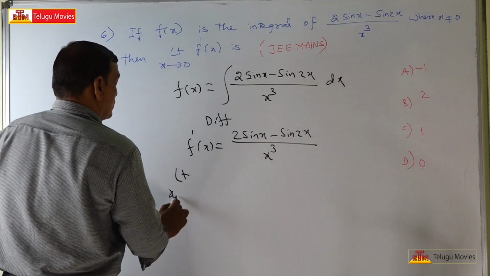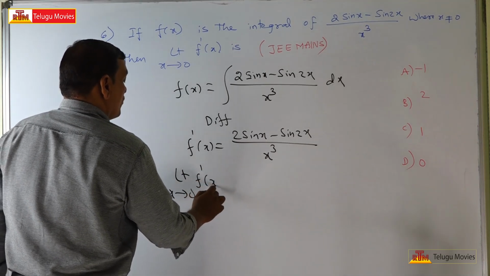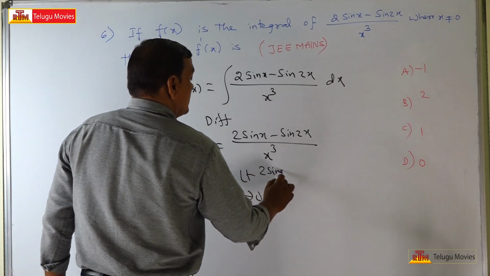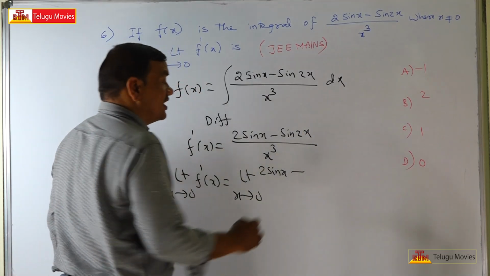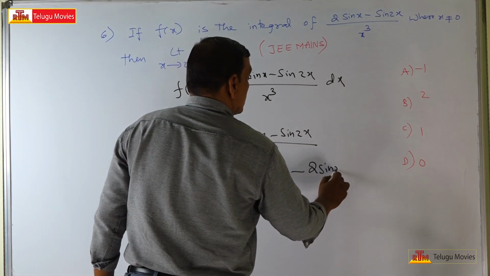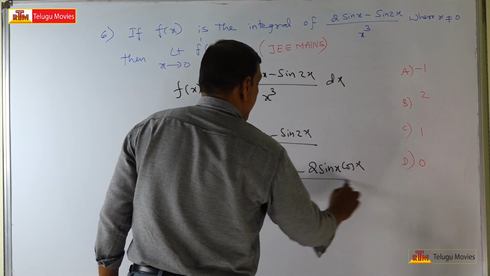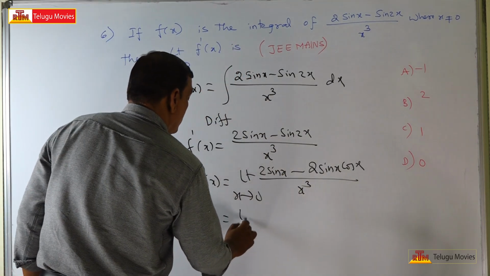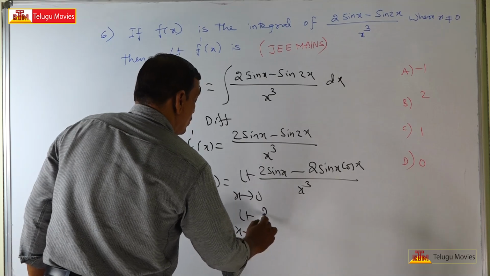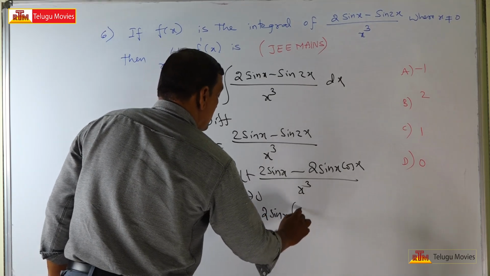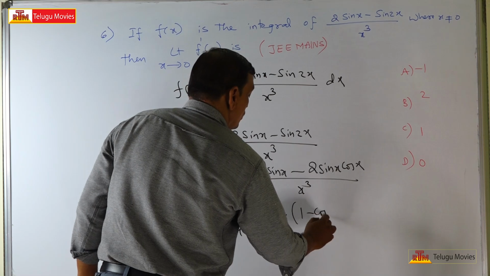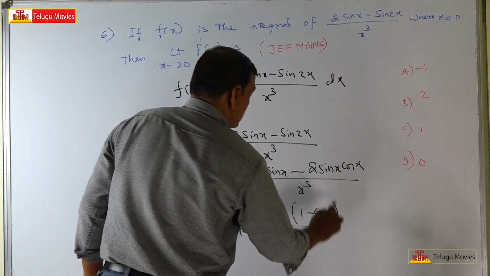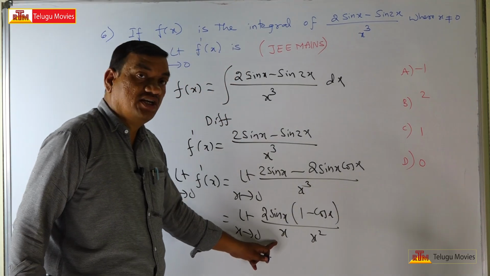So the limit as x tends to 0 of f dash of x is equal to the limit as x tends to 0 of (2 sin x minus sin 2x) upon x cube. Can I write sin 2x as 2 sin x cos x? So this is equal to the limit as x tends to 0 of 2 sin x common outside, (1 minus cos x) by x cube. I am writing x cube as x and x square.